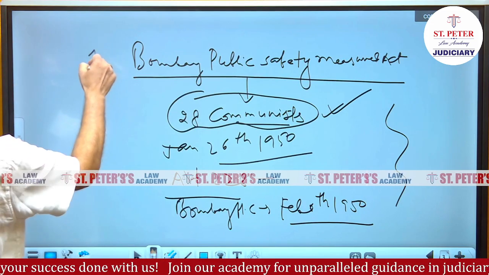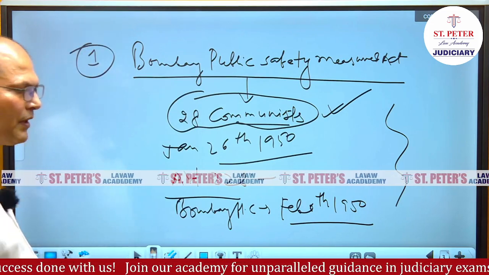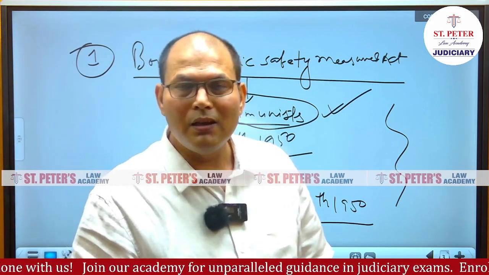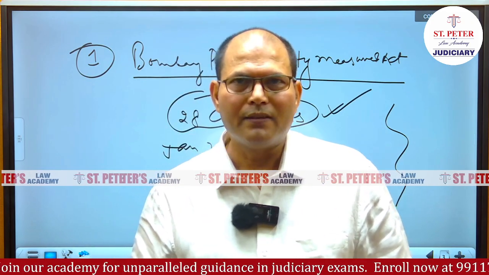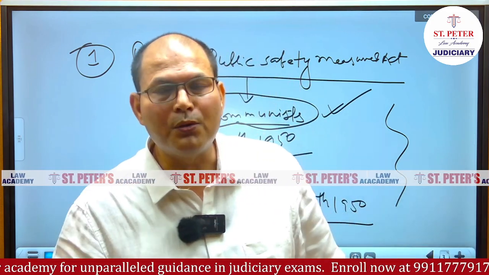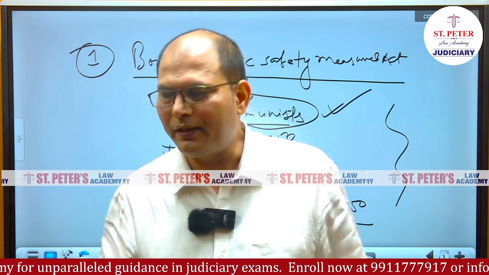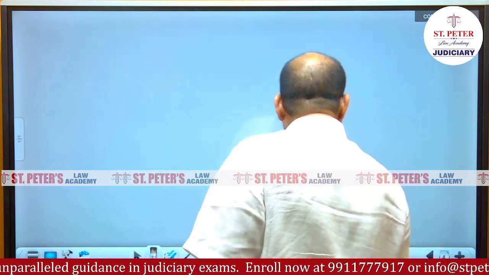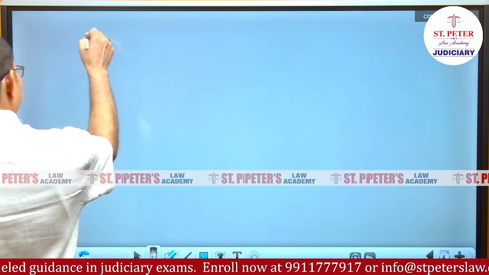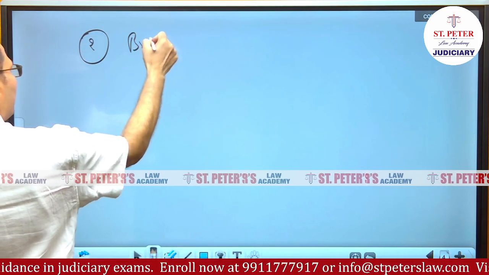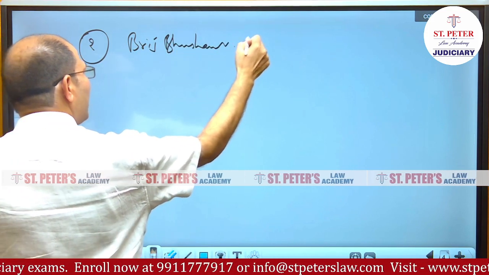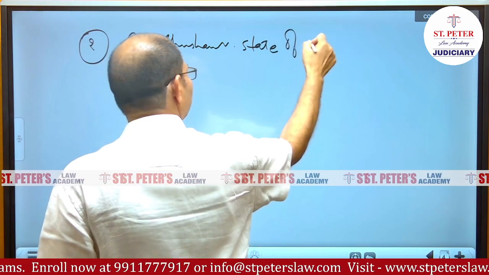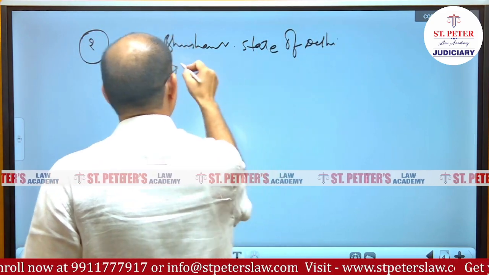But let us discuss a few more judicial pronouncements that were never liked by the executive branch of the government, and ultimately some constitutional amendment was resorted to in order to avoid this conflict. The second decision, the second judgment that I am going to quote is one of Brij Bhushan versus State of Delhi, the Organiser case.